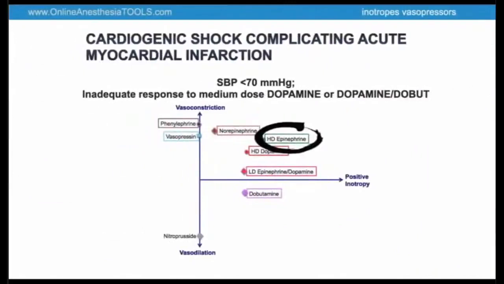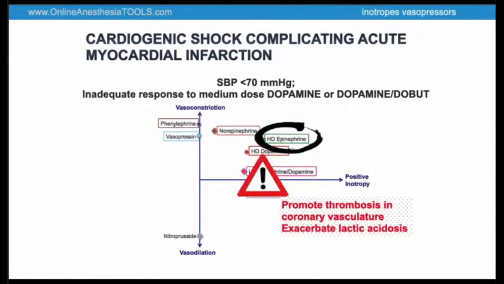How about high dose epinephrine? Epinephrine increases stroke volume and cardiac output and decreases SVR by stimulating beta-2 receptors in the skeletal smooth muscle. The problem is it is known to promote thrombosis of coronary vasculature and exacerbate lactic acidosis.